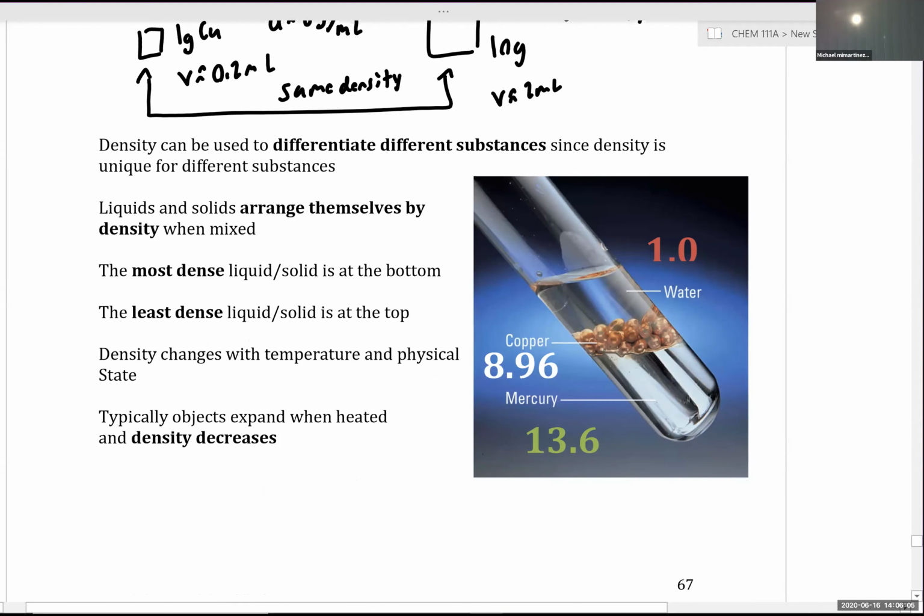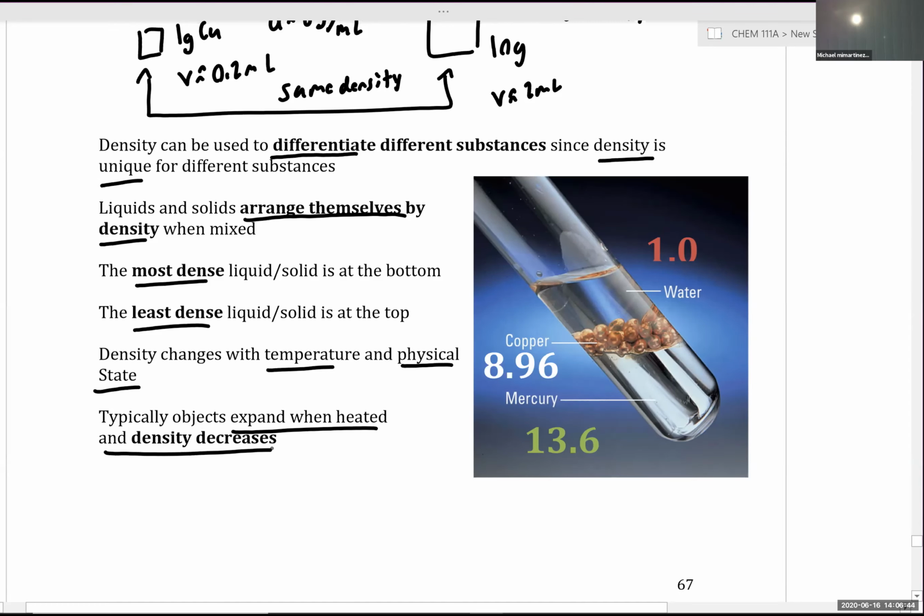Now, you can use density to differentiate substances as density is unique for different substances. So liquids and solids arrange themselves by density when mixed. The most dense species is at the bottom, the least dense species is at the top. So if we have mercury, copper, and water, mercury is at the bottom, copper is in the middle, water is at the top. Distinct chemical compounds, distinct densities. Just a side note, density changes with temperature and physical state. And typically objects expand when heated, and so their density will decrease.